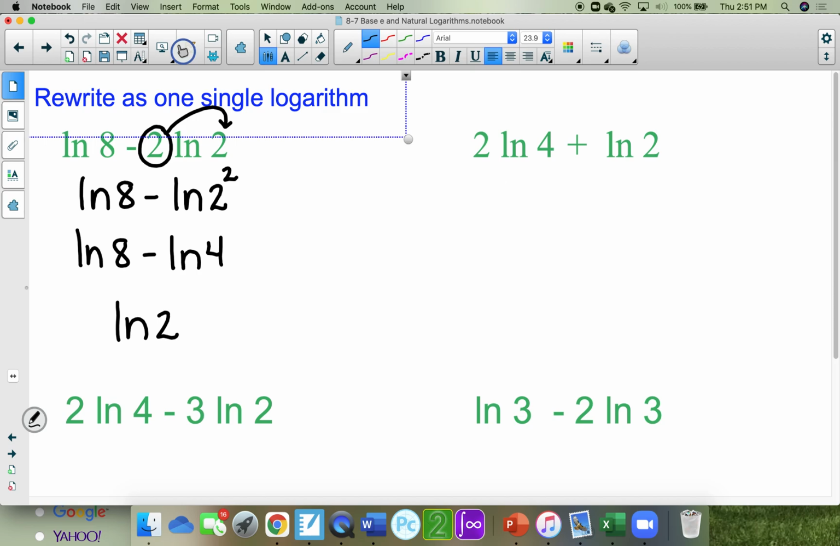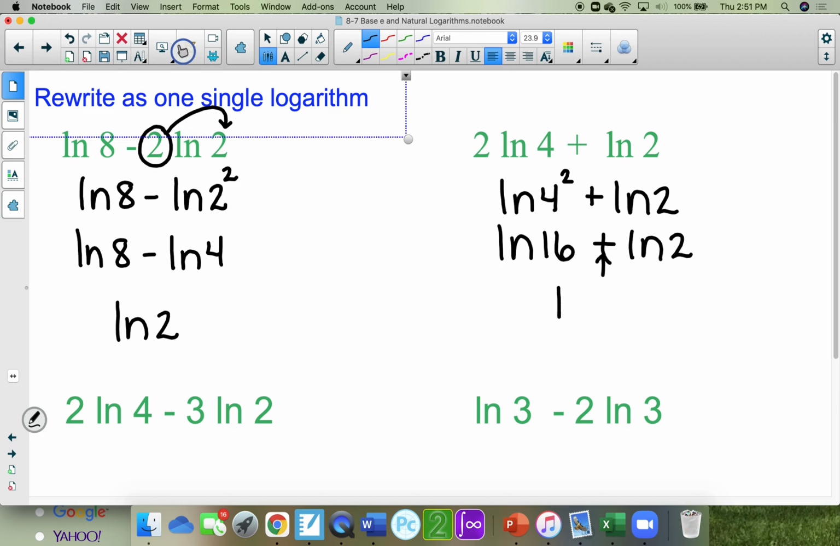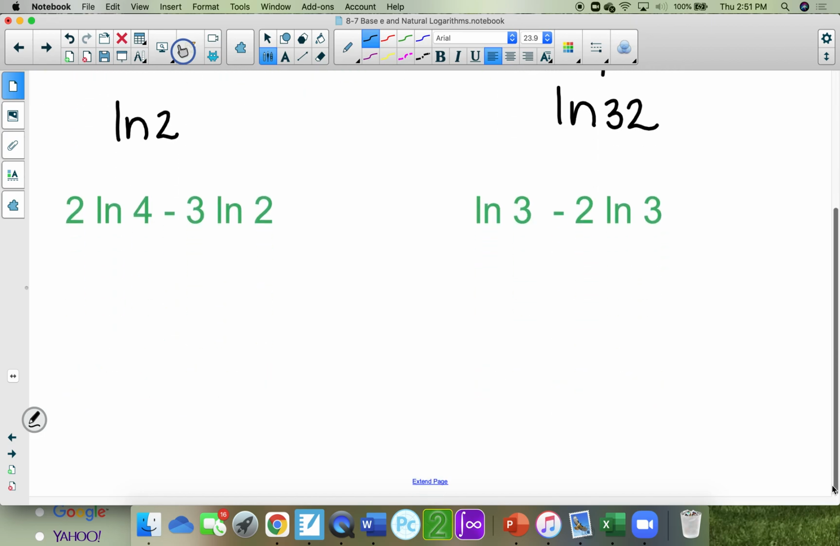This one, the natural log of 4, and I can take that little 2 and put it up above, natural log of 2. This is the natural log of 16 plus the natural log of 2. There's an addition sign, so it's the natural log of 16 times 2, which is 32. Okay, just a couple more, and we're doing pretty good.